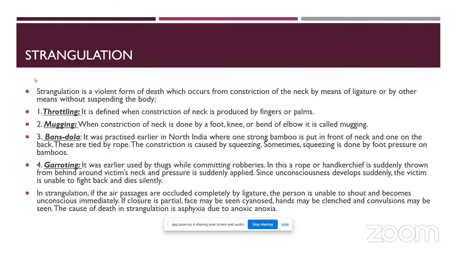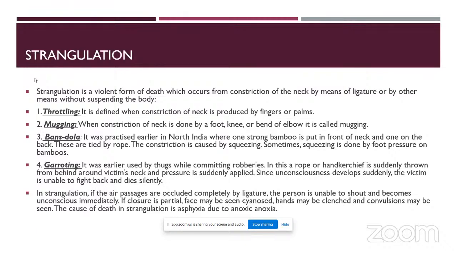Bansdola, this particular asphyxia is seen around North India. A strong bamboo is put around the neck from the back, and these are tied by rope. This constriction is caused by squeezing, sometimes done by foot pressure on the bamboo. So, this was about Bansdola.